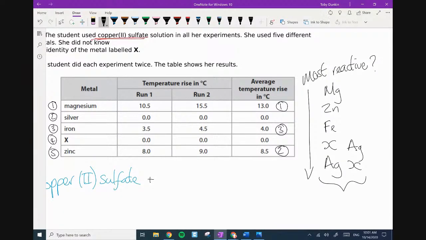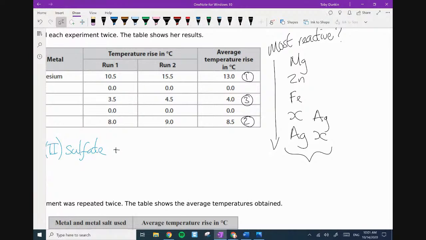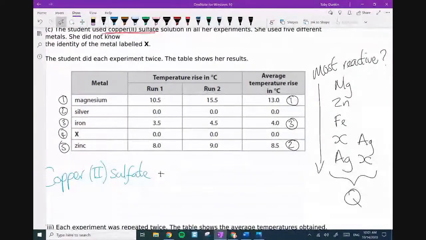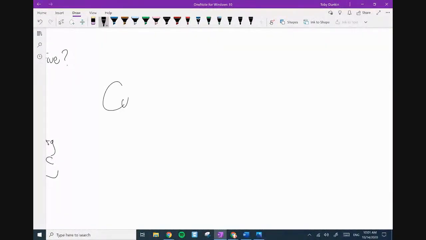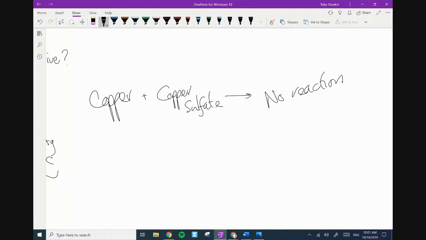Guys, really big question. Can someone now carry out a displacement reaction to check? Well done, Ziner, because there's my question. Jack, if you put copper with, I'm going to do words because you don't know symbols yet, if I did copper plus copper sulfate, there will not be a reaction. No reaction, no temp change. The same metal can't displace the same metal.